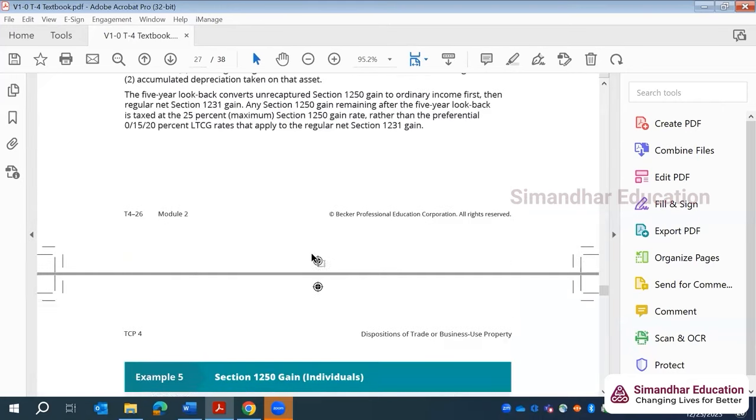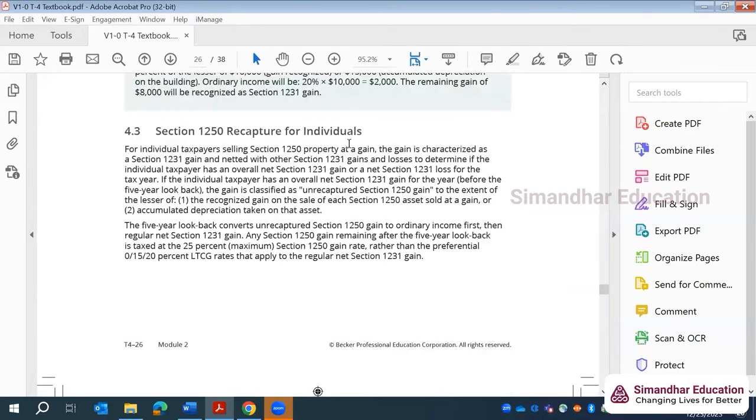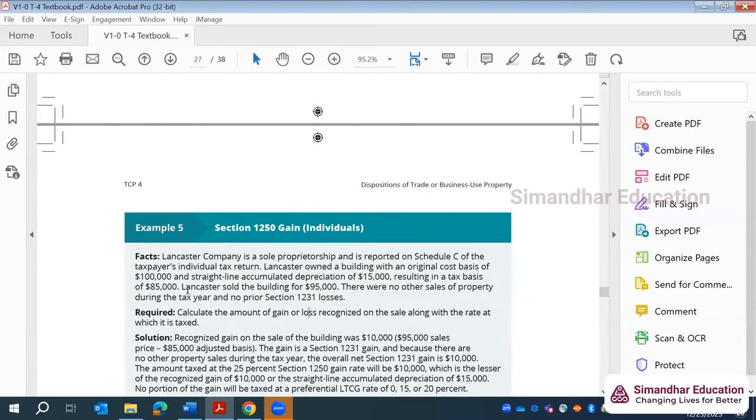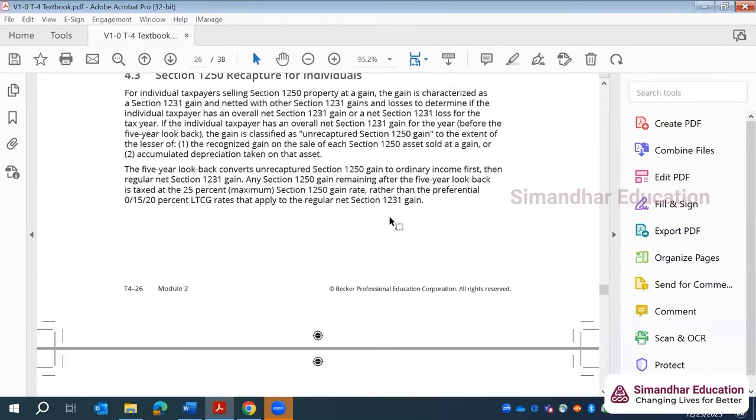In this section, we said that first you have to net Section 1231 gains with Section 1231 losses. Do we have any Section 1231 gains and losses in this example? They have clearly mentioned that there are no prior Section 1231 losses. So in this case, the $10,000 is your Section 1250 gain.